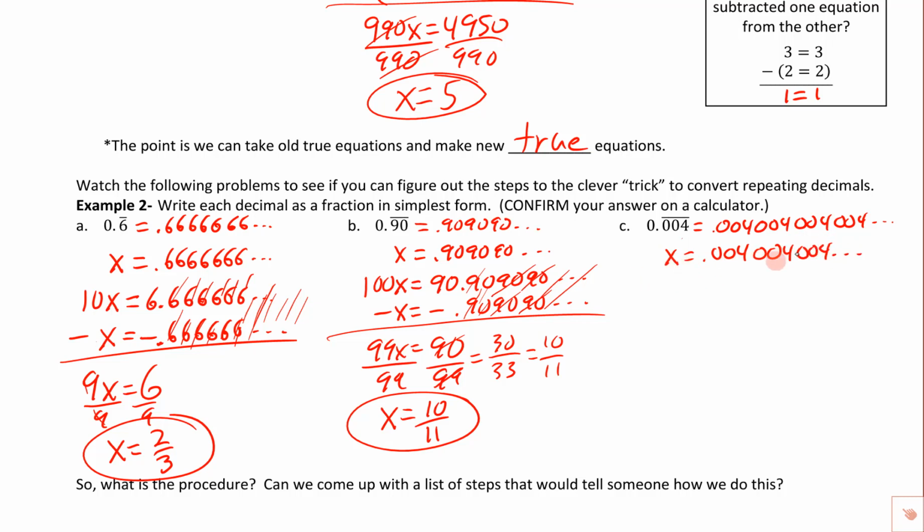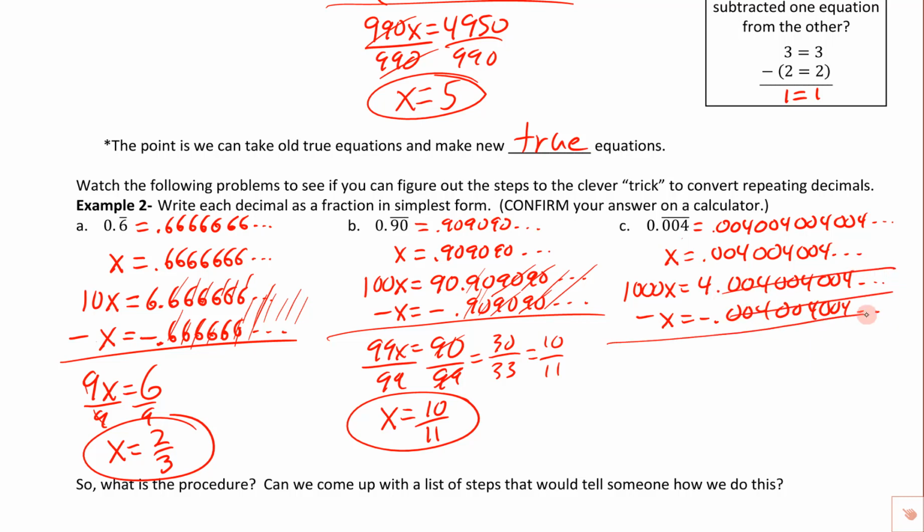Can you guess what I'm going to multiply by? This has 3 digits in the repeating pattern, so I'm going to multiply by 1,000. So that's going to move the decimal over 3 places. That's going to move the decimal behind the 4, so 004, 004, 004, and going on forever. Going to do the same thing we did before. We're going to write minus x here, and minus 0.004, 004, 004. You kind of get the idea. That is going to cross out with that. So we're going to end up with 999x, and then over here we have a 4.